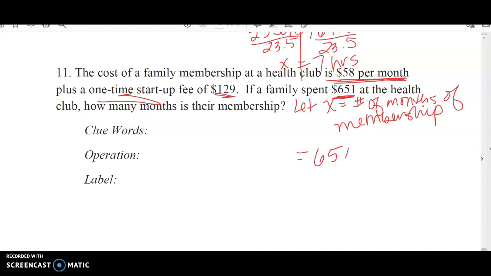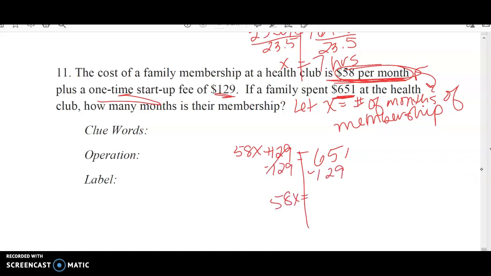So if it's $58 per month plus that startup fee, just like in the overtime, the 58 is what is going to change depending upon how many months. So X represents the number of months. It's 58 per month. Those are the two pieces that go together, that and that. So $58 per month plus the $129 startup fee has to equal that total of $651 that the family spent. So we solve our equation, our two-stepper. Always undo this first.